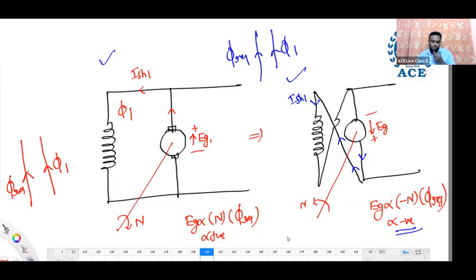Yes, in addition to direction means direction is already reversed. In addition to direction of rotation, field terminals also reverse. Otherwise, you write it clearly in your question: in addition to direction of rotation, field terminals also interchange. Yes. Even though the connection is reversed, the field current remains the same. That's it.